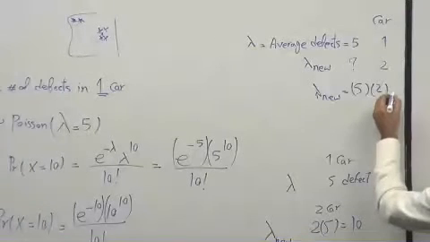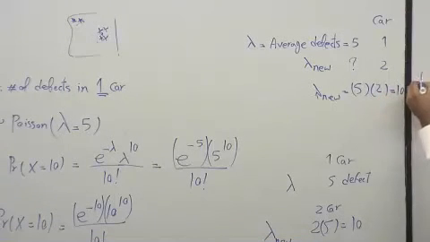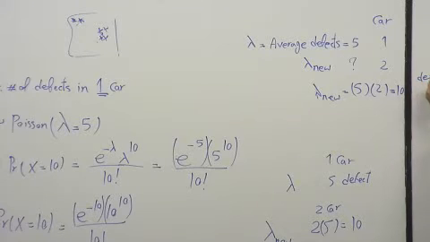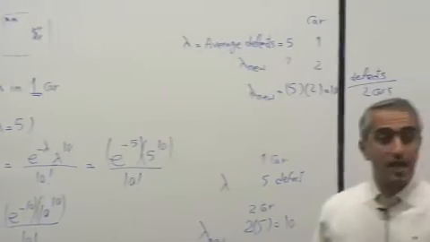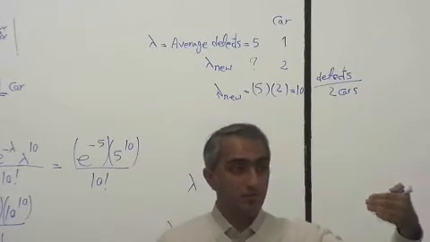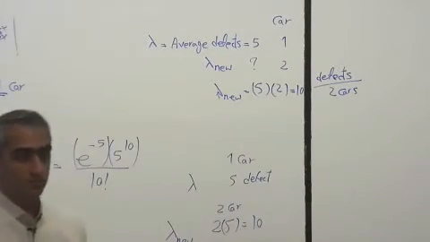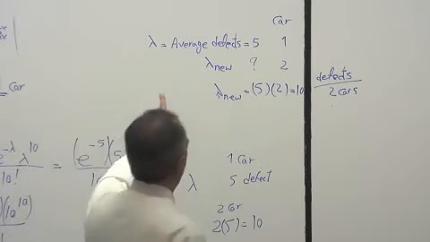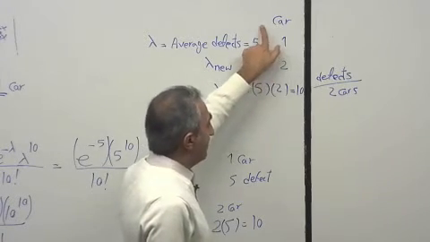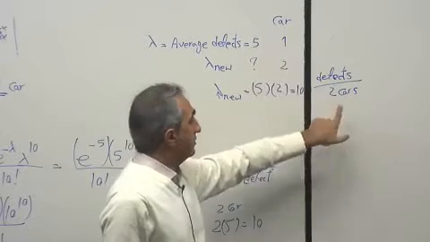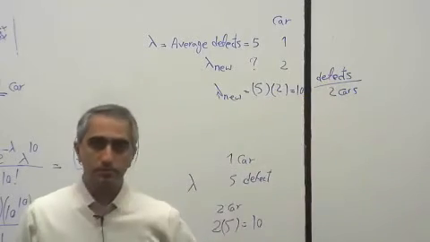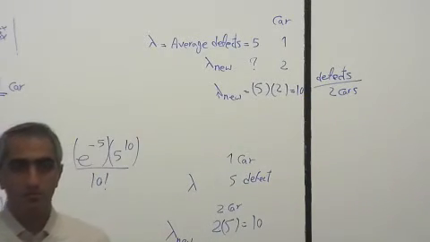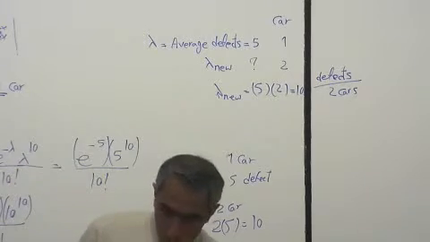That's actually a very good question. So your 10 would be 10 defects in 2 cars. Exactly. You change the unit as well. The definition of unit has changed. Good question. Any other questions? So previous lambda was 5 defects in 1 car. This is 10 defects on 2 cars. Any other questions?